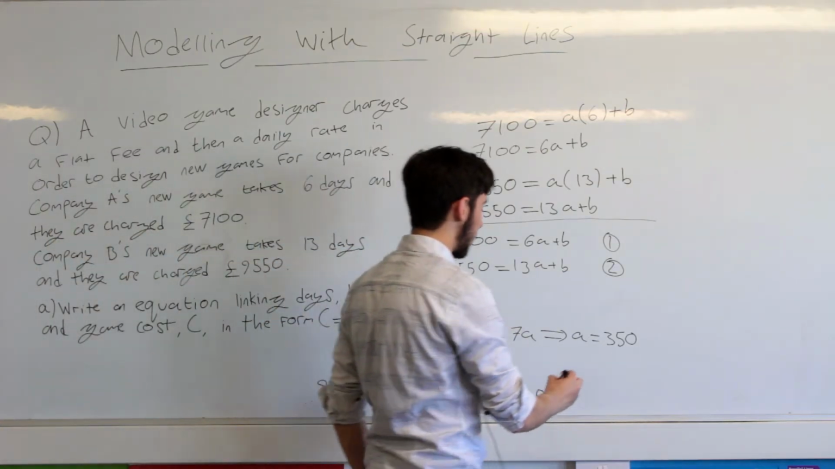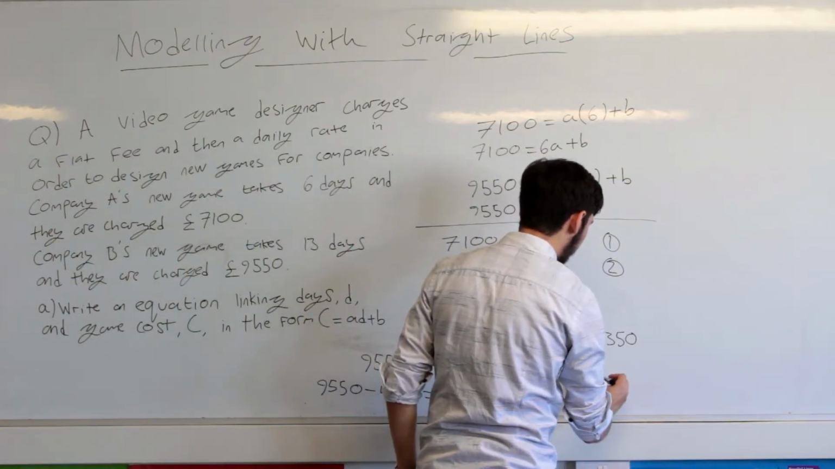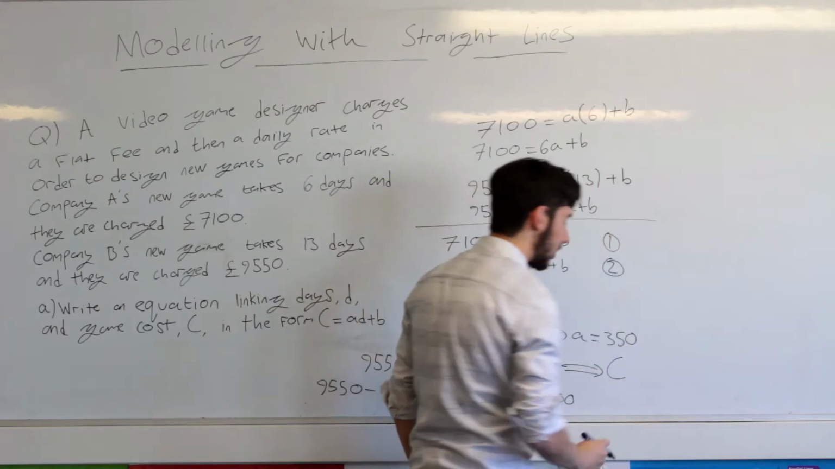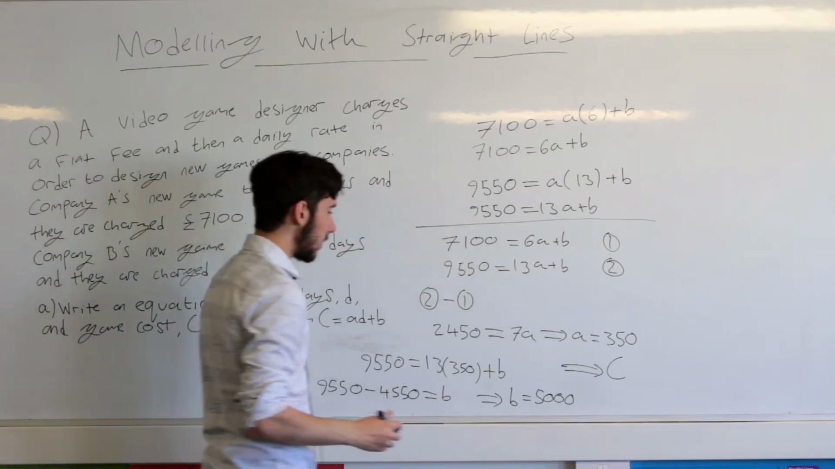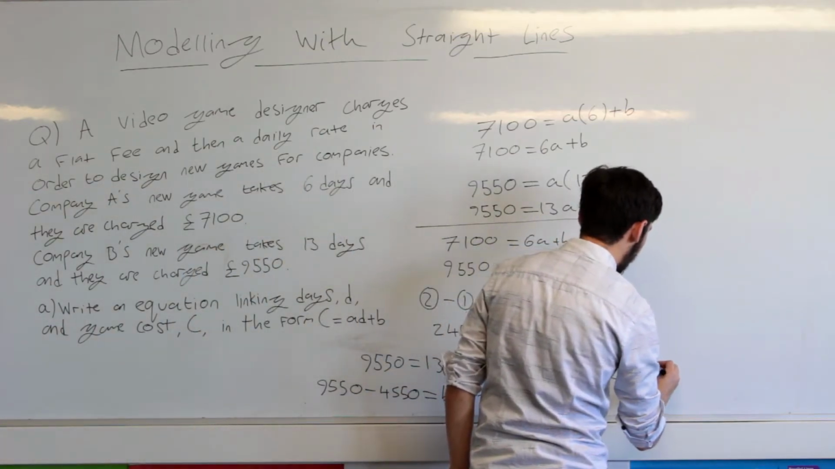So the way that you would write this as your actual answer is you would say C, that doesn't actually change, that's your Y, you don't want to replace that, is equal to A, which is 350, that we know.